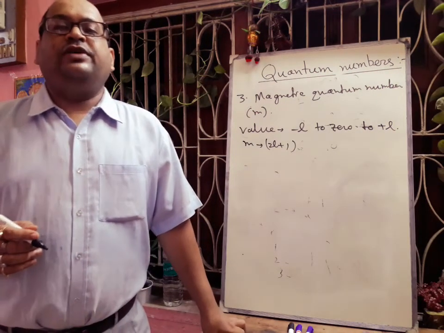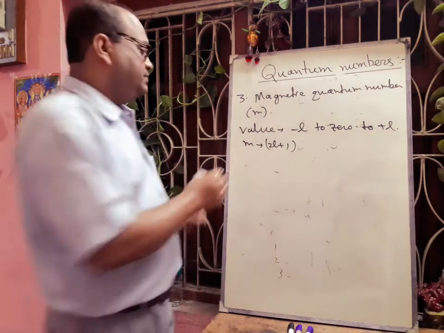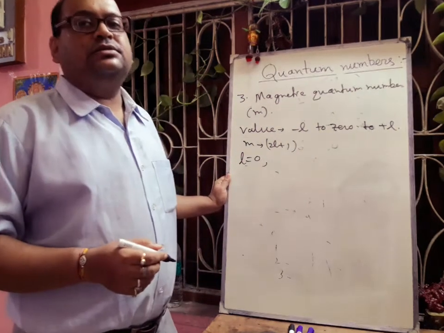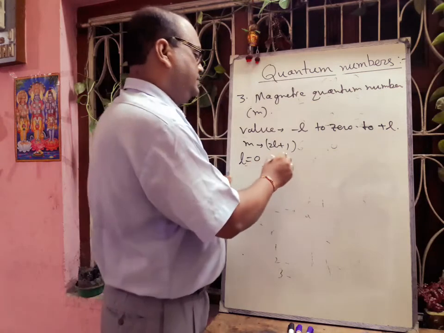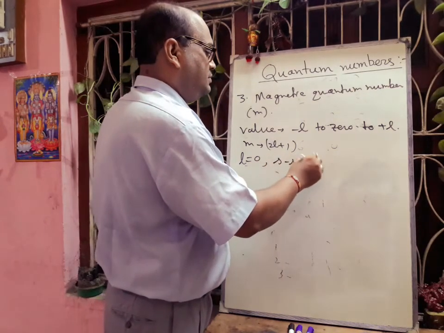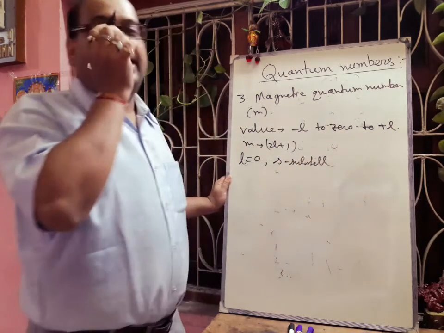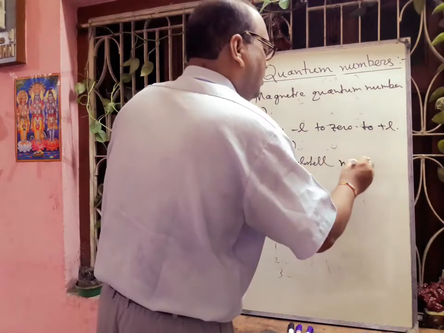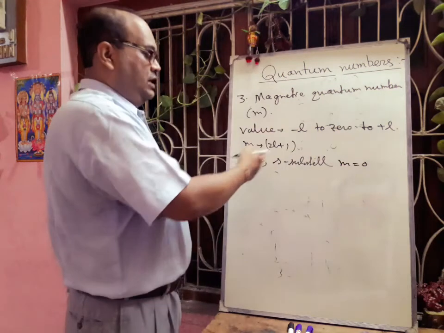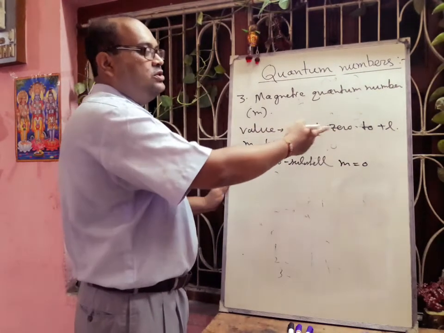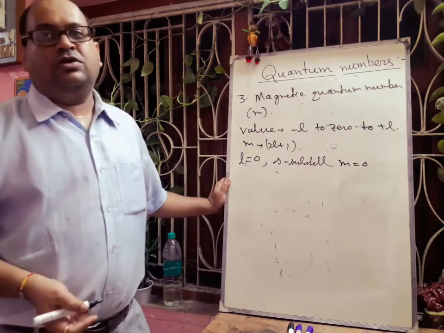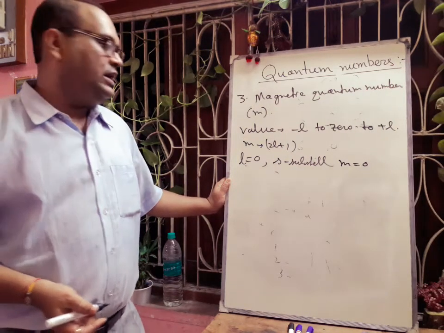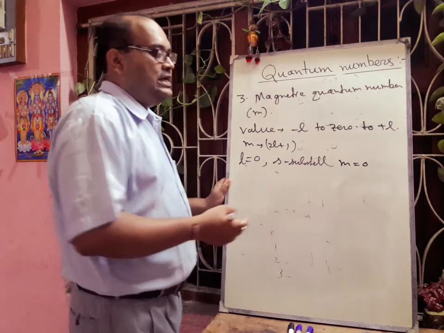Now, if we think that L is equal to 0, that means it is the s subcell. Now here what will be the value of m? m will be only 0 because L is equal to 0, so minus L to 0 to plus L, that means only 0. So definitely there will be only one value. Only one orbital it is indicating.